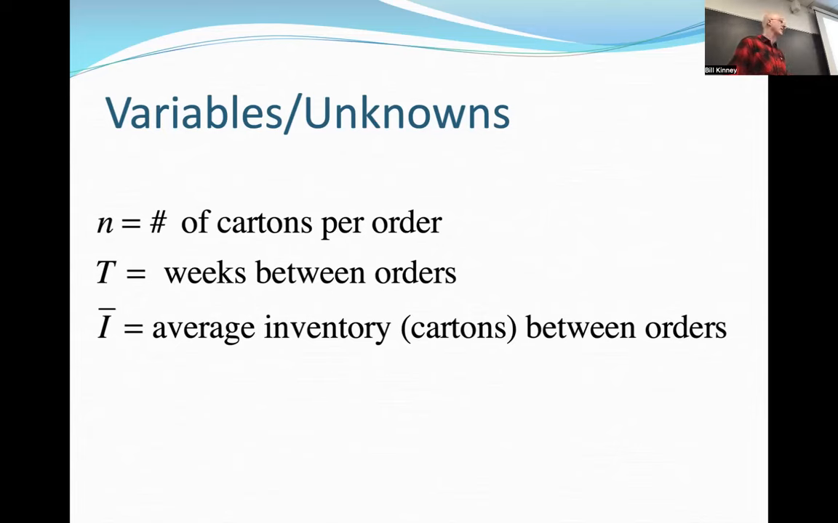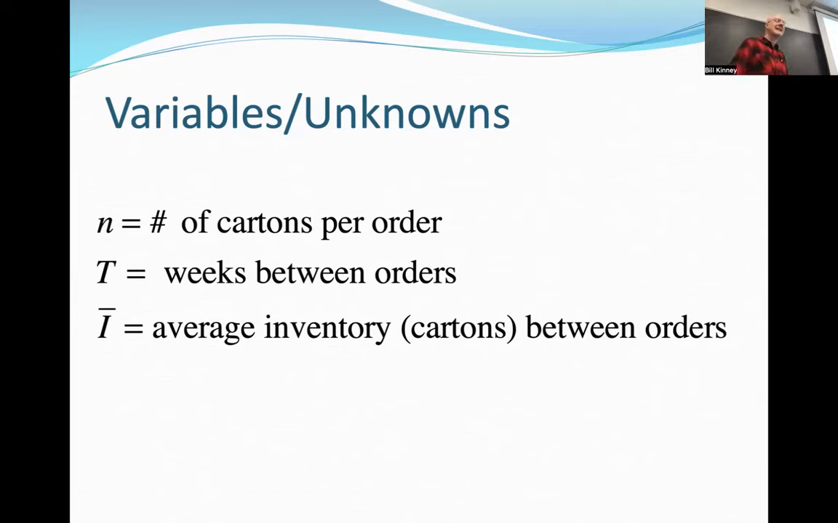We've got three main variables to think about. N is the number of cartons per order. T is the weeks between orders, okay? You could call that weeks per order if you wanted to. Like if you order once every 5 weeks, then it's 5 weeks per order, or maybe even 1/5 of an order per week, even though you can't do literally 1/5 of an order per week.